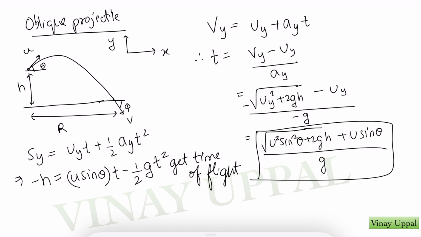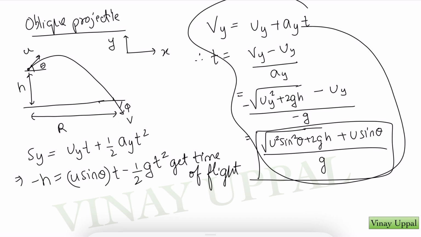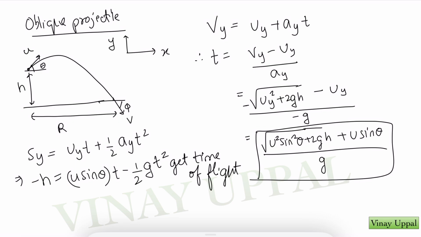So I hope you've understood how we don't actually have to solve the quadratic equation in order to get the time of flight in an oblique projectile. We've just used the first equation, and in vy we've substituted the third equation. So it's slightly faster. Whatever you're comfortable with, but I personally prefer this method that I've shown you here, without actually resorting to solving a quadratic.